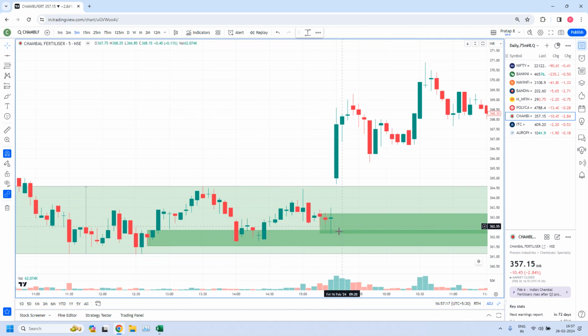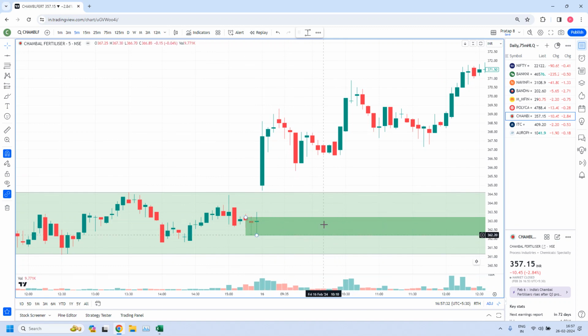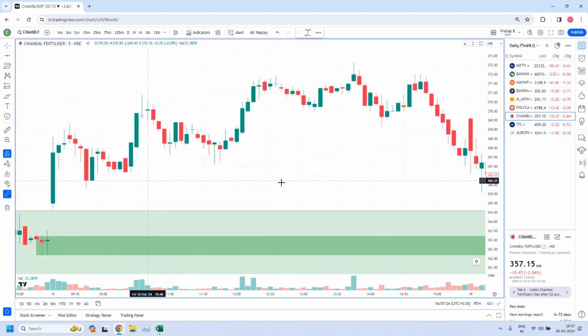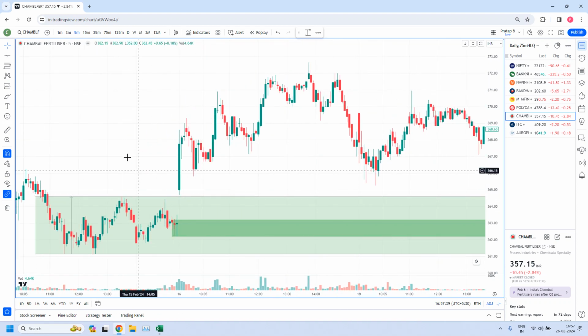So that means we have 2 5-minute zones. This is LOTL concept. We have a 5-minute zone, we have another LOTL, but this one is already tested. Let me delete. This is a fresh zone. That's why you want to plan a trade in this particular zone. But today, what happened? This one is stopped out.